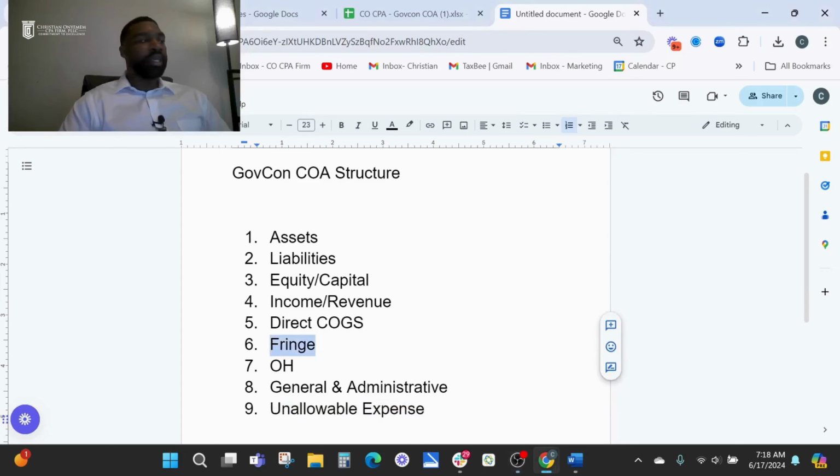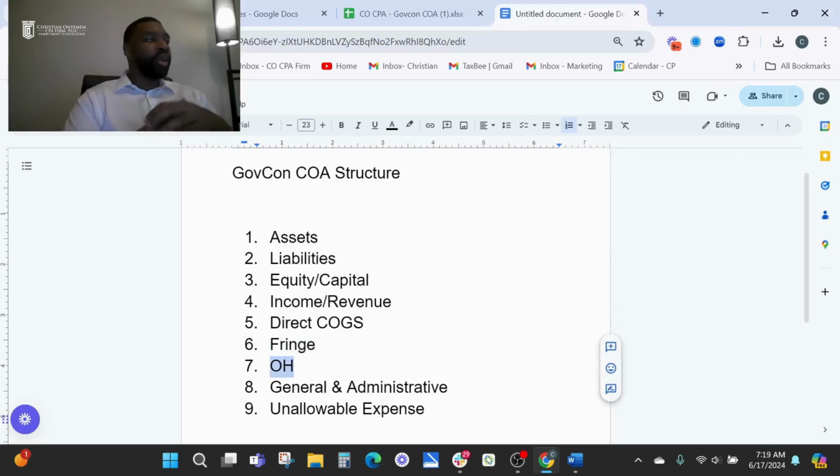Fringe is basically the cost to support your W-2 employees. That can be dental, insurance, medical, vision, and other fringe benefits such as gym memberships. It's extremely important that you calculate that and also separate that out. In government contracting, this needs to be separated, right? This needs to be under its own cost pool.